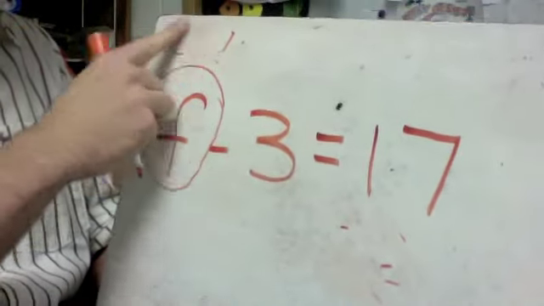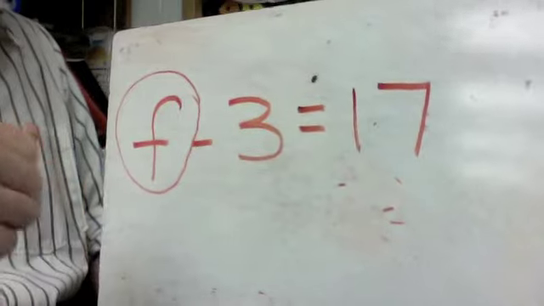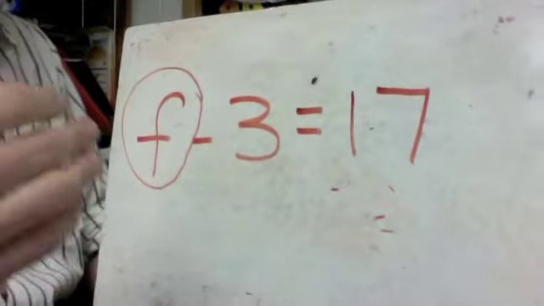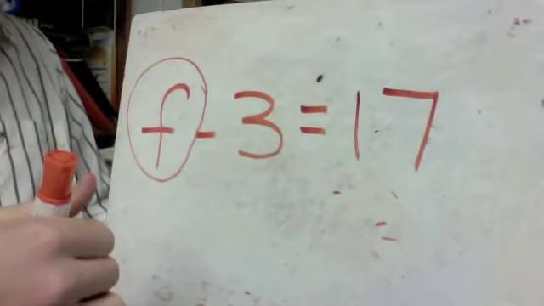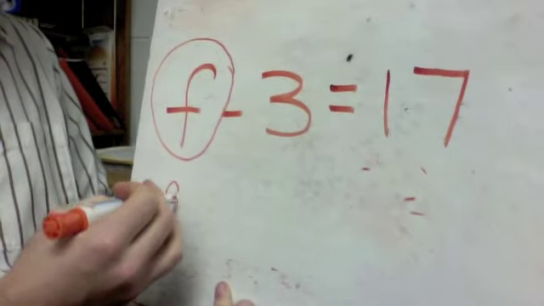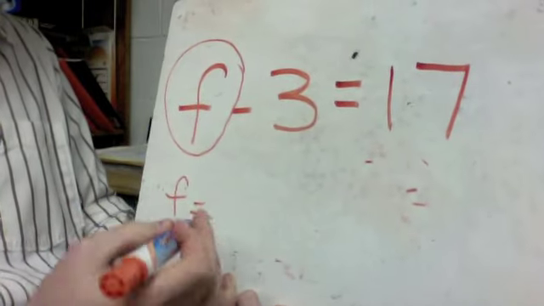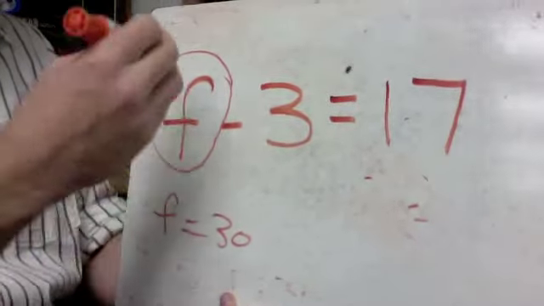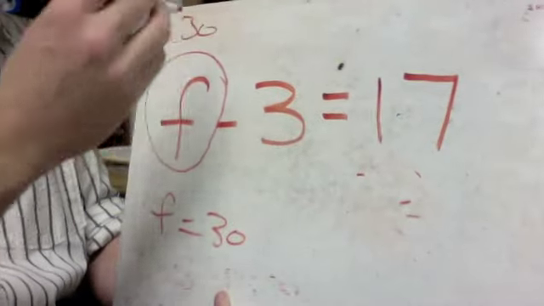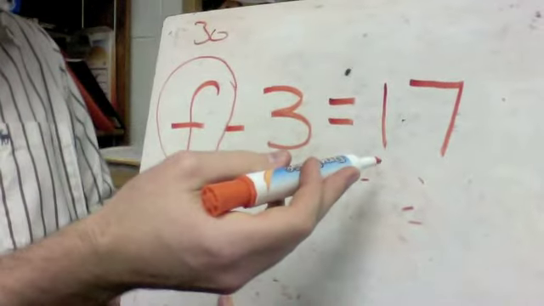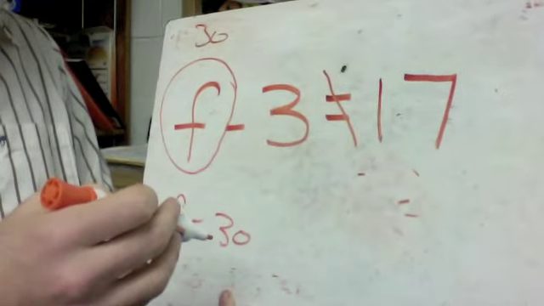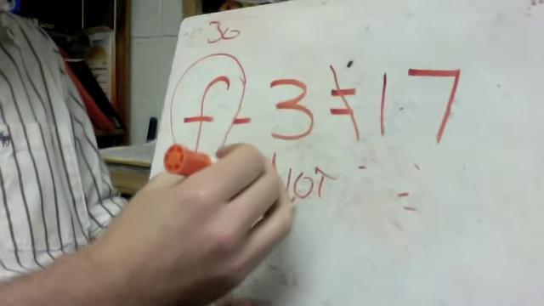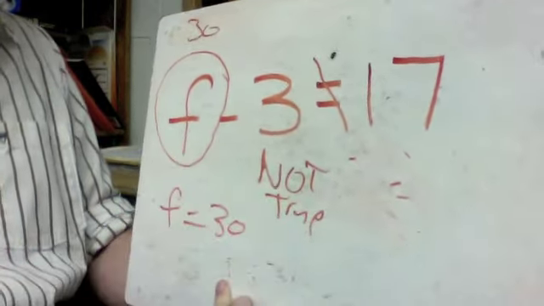If you had a situation where they gave you a number and the question was, does this solve the equation, or does this make the solution true? Maybe something says f equals 30, and they want to know, is this true? If I put 30 in for this, is this true? So if I put 30 in here, 30 minus 3. 30 minus 3 is not 17. So if this doesn't work out, then we know that using 30 makes this number sentence not true.